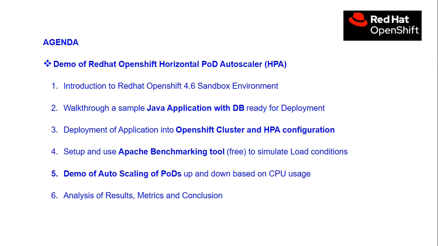In order to show this demo, these are the 6 steps I'm going to follow. First, I'm going to use an OpenShift Sandbox environment that is provided by Red Hat. Anybody can get it provisioned, and we'll see it in a moment. We'll use that environment for the demo. Secondly, we will use a publicly available Java Spring Boot application with a MySQL database as a sample application to deploy into this platform.